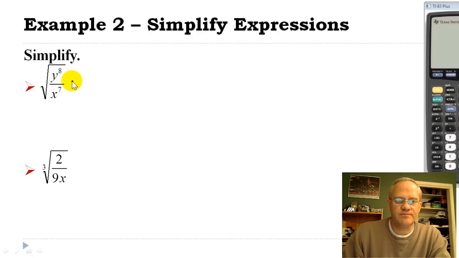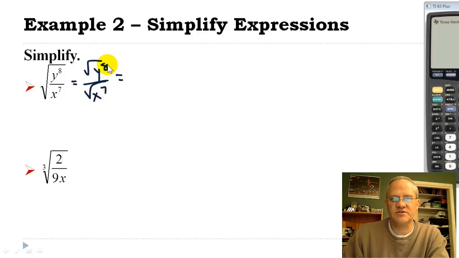All right, on the top, remember, if it's one whole fraction, we can split it up to be square root of y to the 8th over square root of x to the 7th. We can do each one of those separately. Well, the top part's pretty easy. Remember how we did this again before? We can just do 8 divided by 2 is y to the 4th, pretty easy.